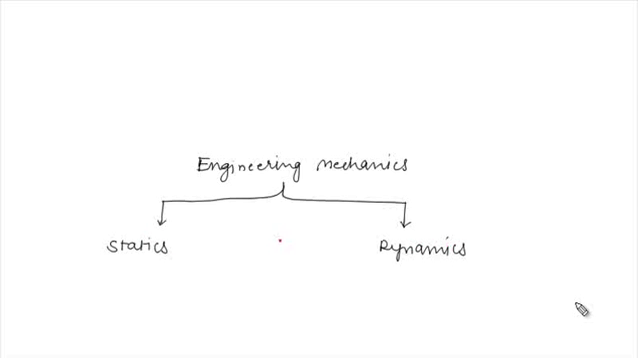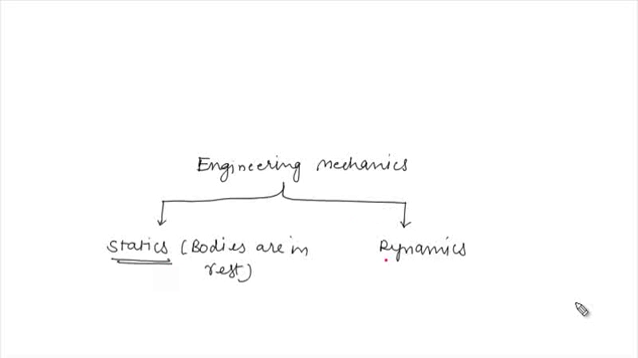As I mentioned earlier, engineering mechanics is the branch of science which deals with bodies which are at rest or in motion. So we have two different kinds of states of a body. First, the body will be at rest, and second, the body will be in motion. The branch of engineering mechanics which deals with bodies which are at rest is called statics. Statics is the branch of engineering mechanics in which we are interested in bodies which are at rest.